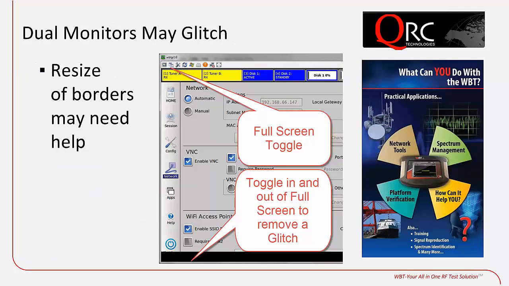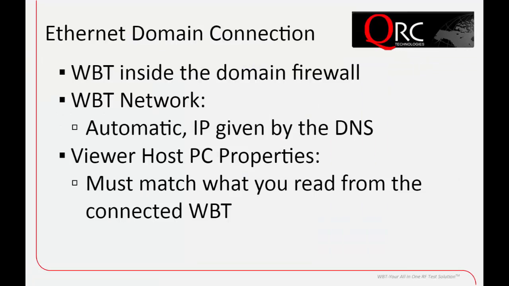Dual monitors might cause a glitch if you readjust the borders on the size. To fix the glitch, or any glitch really, resize the screen by using the full screen toggle button. This usually redraws everything elegantly. The automatic network setting allows you to use the WBT inside the domain firewall. All the examples that follow will show the IP address provided by the domain name server. So the viewer host PC properties must match what you read from the connected WBT device.